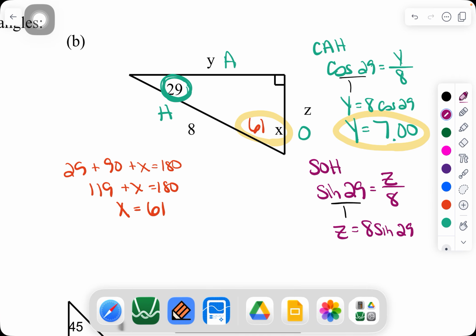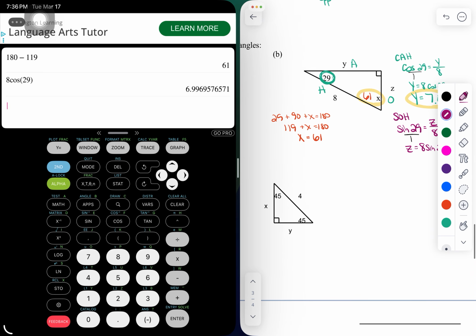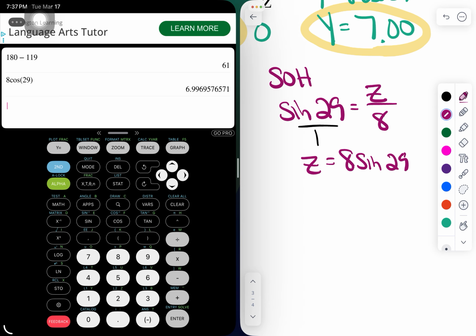All right, it's going to get weird because I'm going to pop the calculator up here. So that shrunk down. Get back here and shrink. There we go. Let's see, 8 times the sine of 29, 3.88 when rounded.